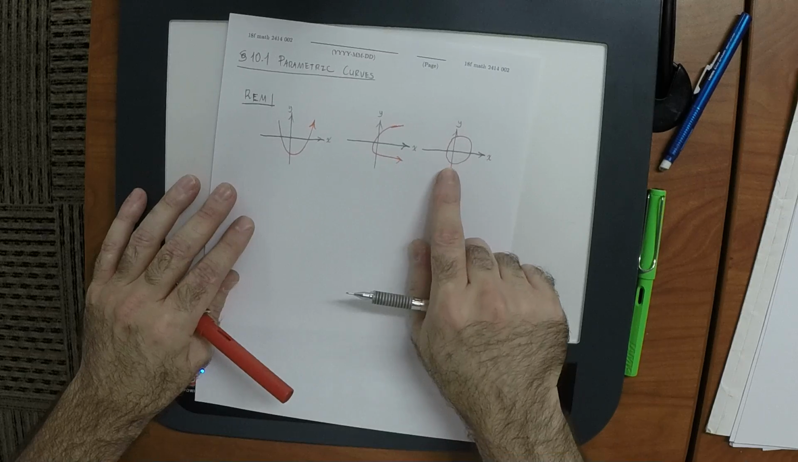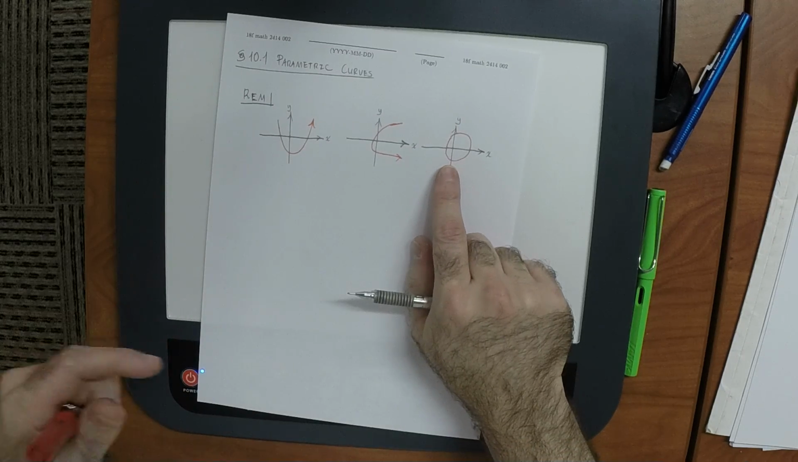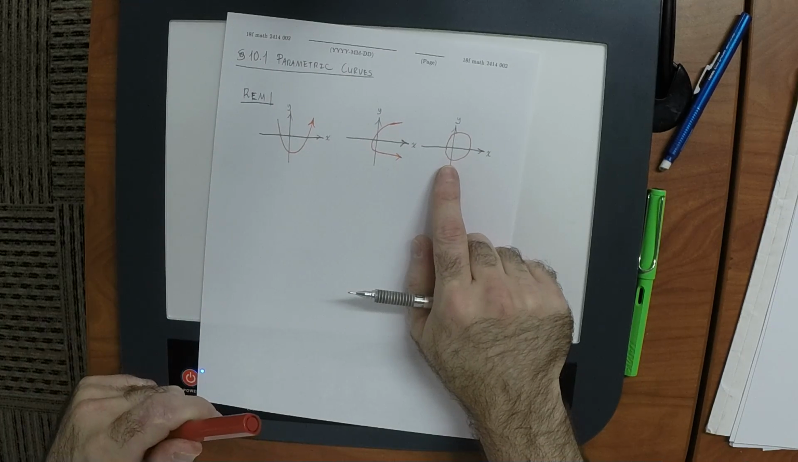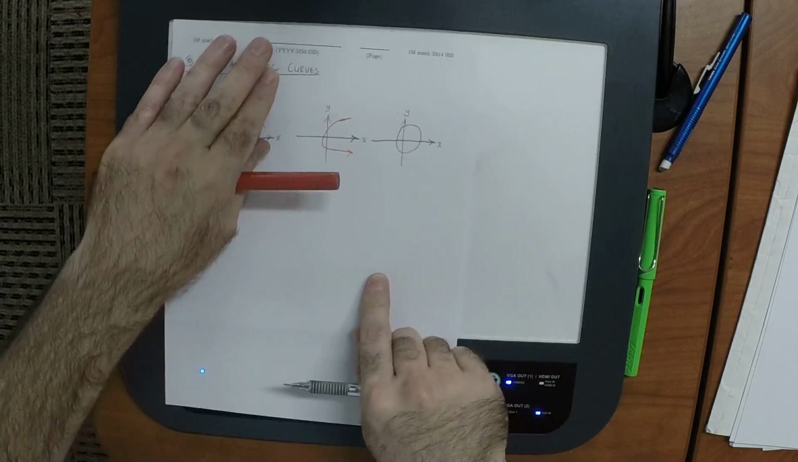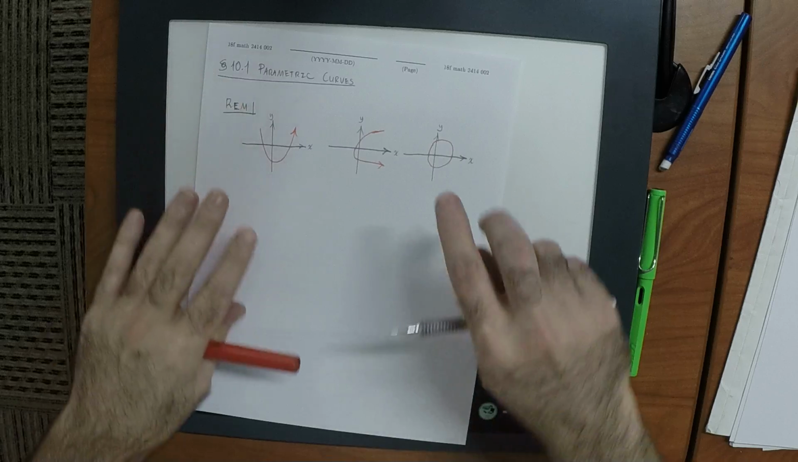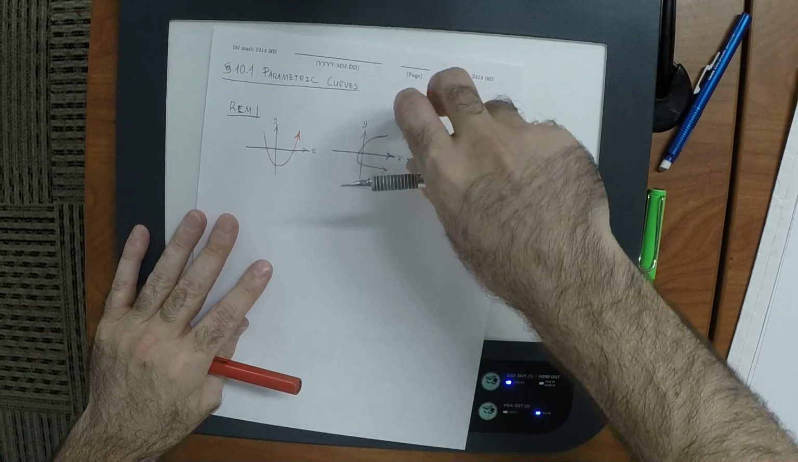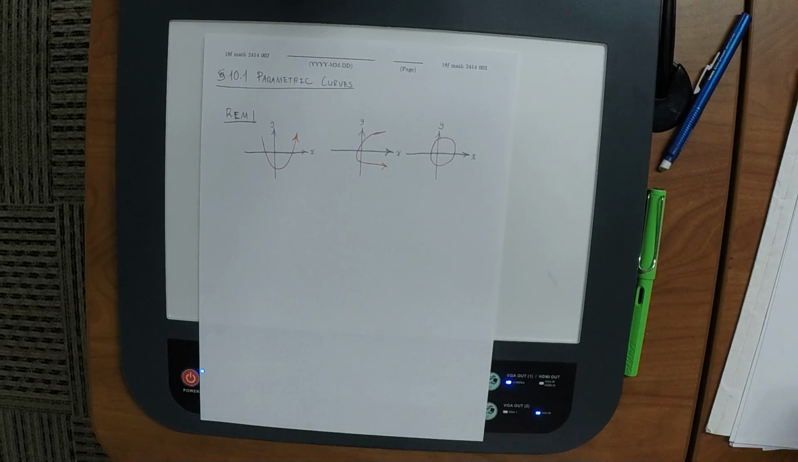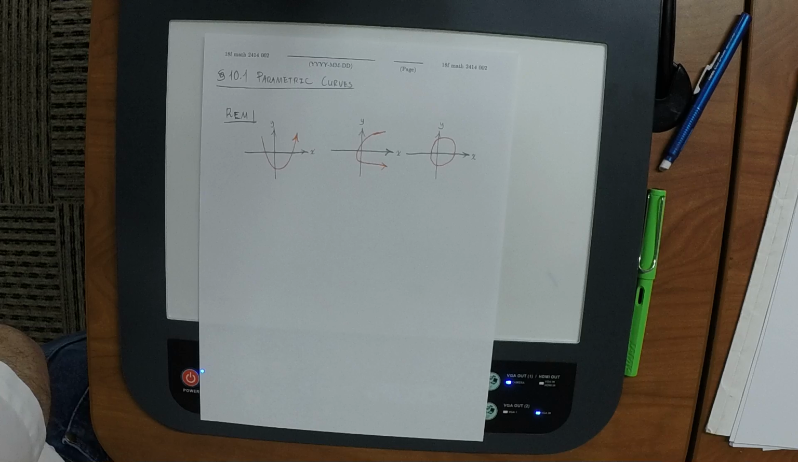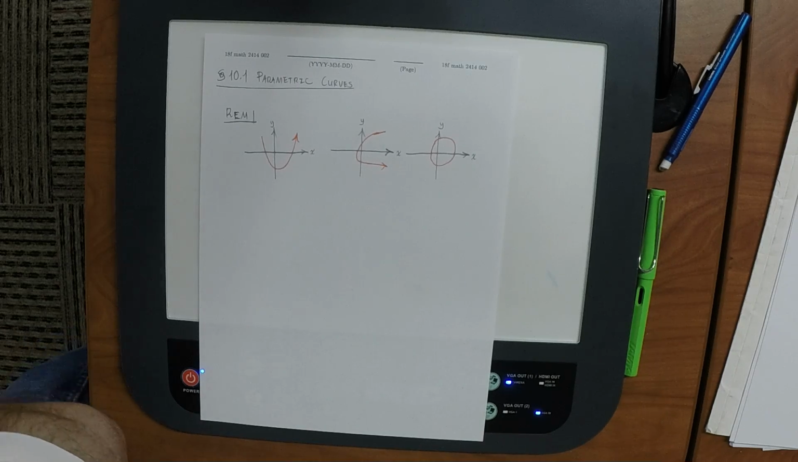But how about this one? Is this one a function of x? No. Is this one a function of y? No. So we can't do the same trick of saying, okay, this way or that way. No matter how you twist it, it's not going to be a function of x or y. Nevertheless, we want to be able to, you can imagine, make a machine that actually plots this, to draw it.